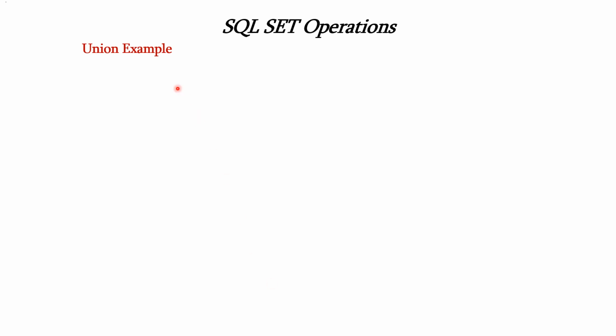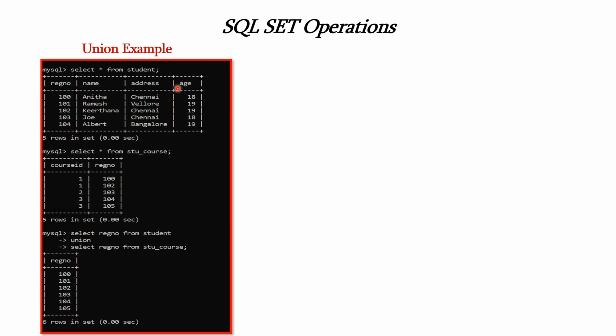First we'll see the union operation. We have two tables here, student and student course. The student table has 5 rows with the columns register number, name, address and age, and student course also has 5 rows with the columns course ID and register number. Register number is common to both these tables. Suppose we want to perform the union operation on the column register number of these two tables. Let us see what happens.